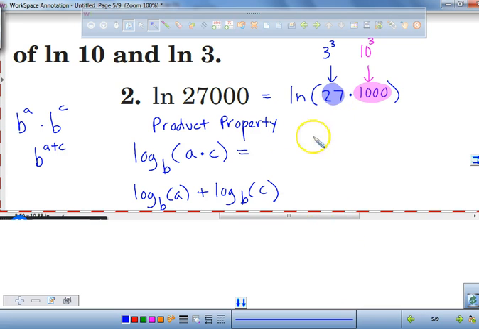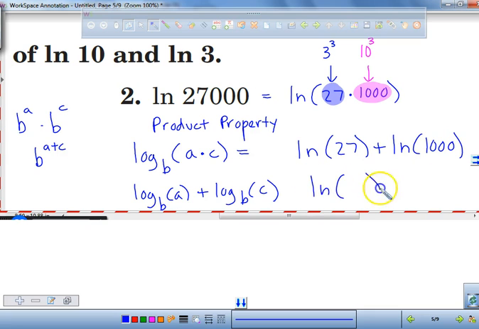Now, everybody, Josiah? Yes, sir. Understand, you could break this down to the natural log of 27 plus the natural log of 1,000. But we don't want to do that, because we actually want to say the natural log of 3 to the power of 3 plus the natural log of 10 to the power of 3. Now we've done the product property, so we have to use the power property because we have the powers.